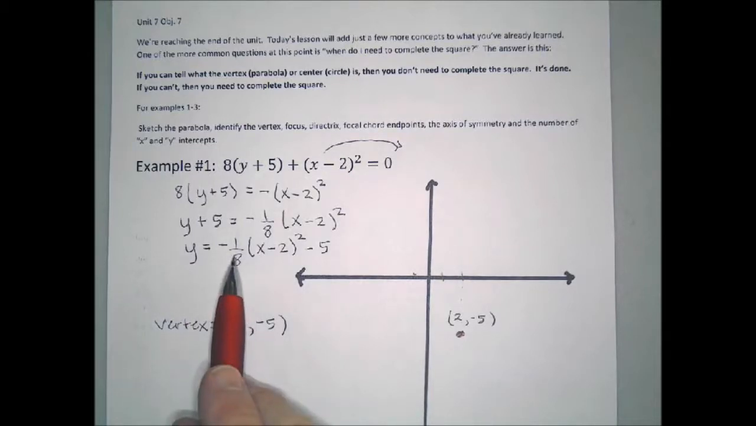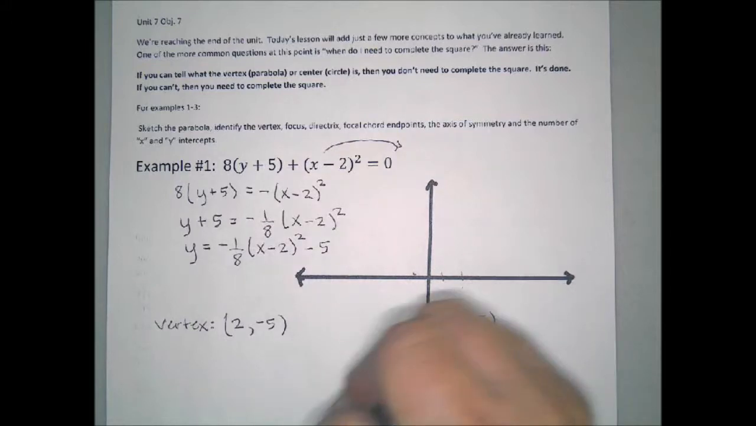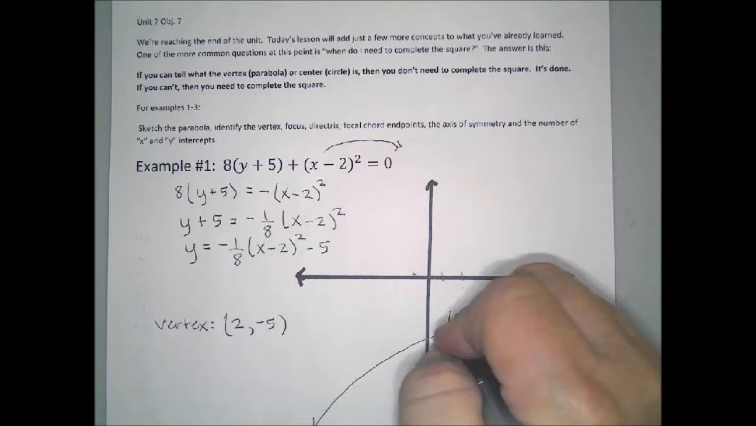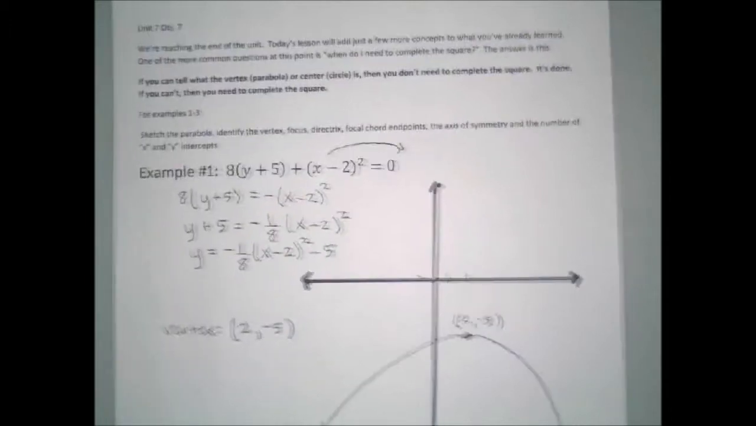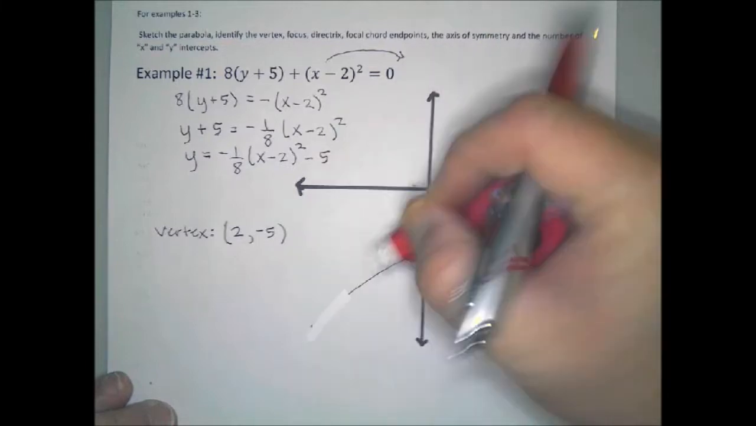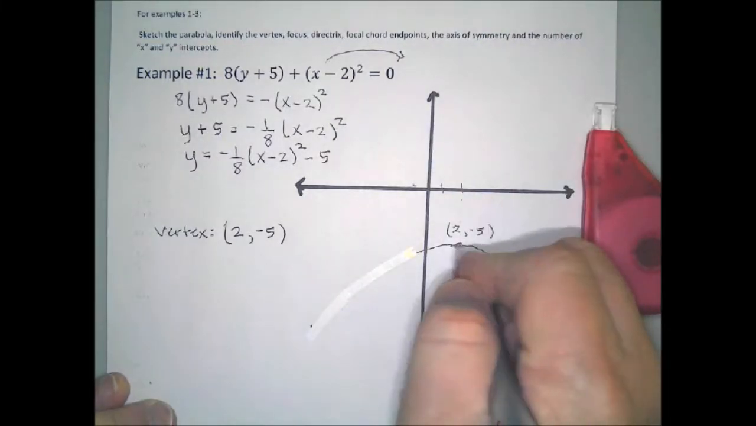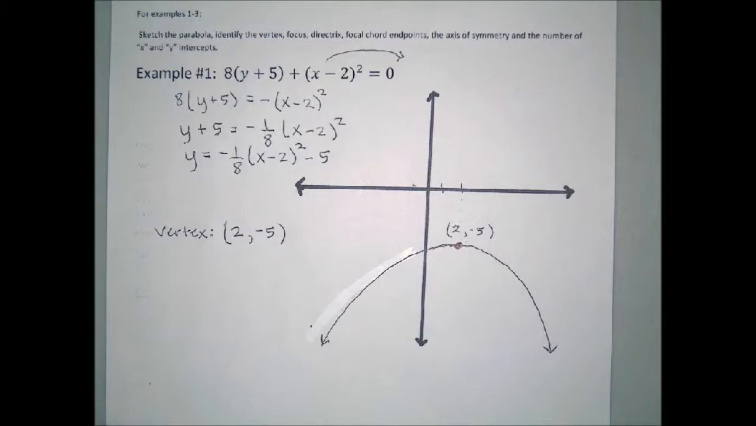Now, I also know it's a down parabola because of the negative, and I also know that it's a rather wide parabola because of the 1/8. So I'm going to make a down wide parabola. So, there's a decent representation of this parabola. I'm going to make it a little bit more decent. Okay, that's a little better, not a whole lot. But anyway, that's the parabola.